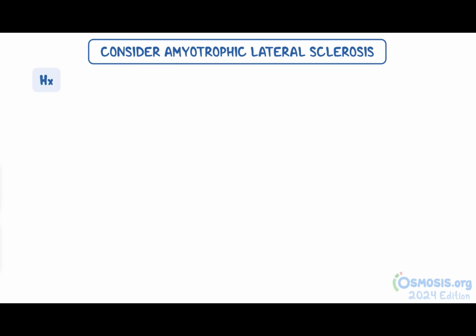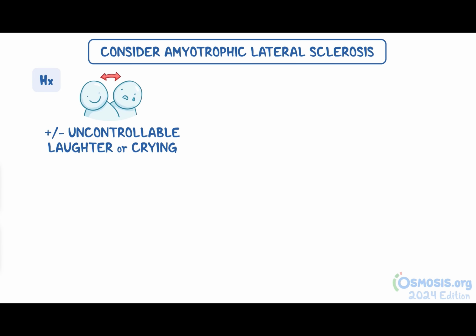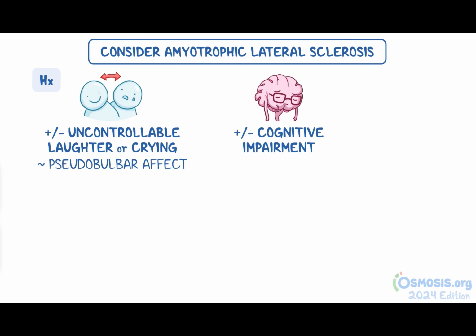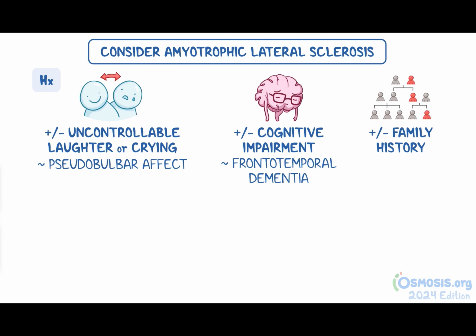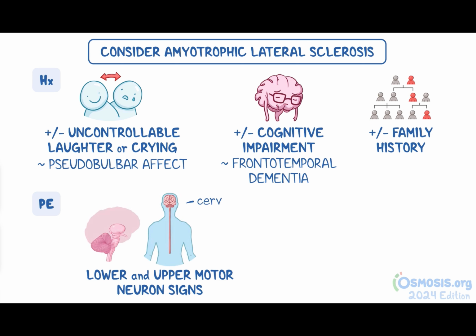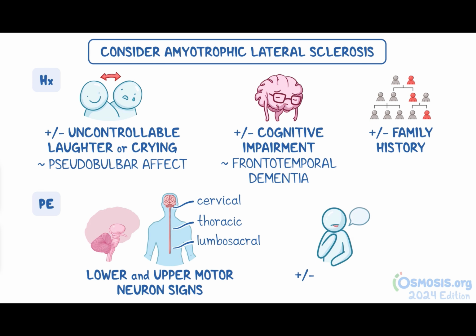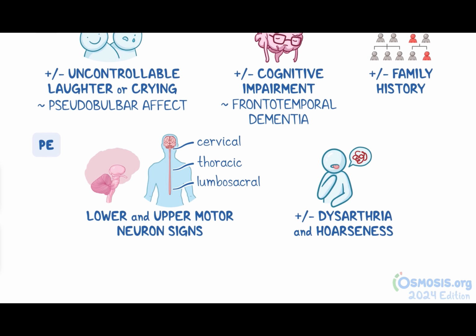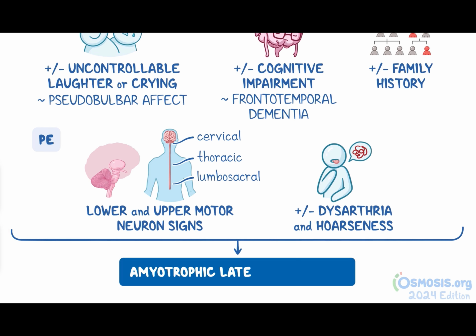Individuals with ALS might experience episodes of uncontrollable laughter or crying due to emotional lability known as pseudobulbar affect. Some of these patients also develop cognitive impairment as a result of frontotemporal dementia. Finally, there might be a family history of ALS. In addition to lower and upper motor neuron signs involving multiple body parts, such as the bulbar, cervical, thoracic, and lumbosacral regions, the physical exam might also reveal dysarthria and hoarseness. These findings are consistent with amyotrophic lateral sclerosis.